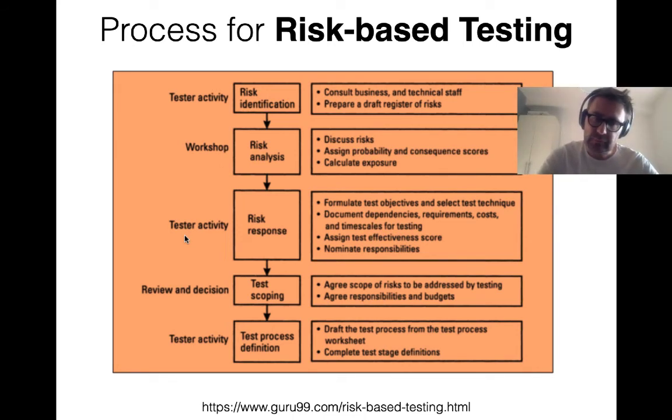Fourth step in this little process is test scoping. So agree the scope of risks, agree responsibilities and budgets. So this is where you get more down in the detail. Who's going to do what and when, and often here you also have to limit the scope, right? You cannot avoid all risks. There will be some risks still left.